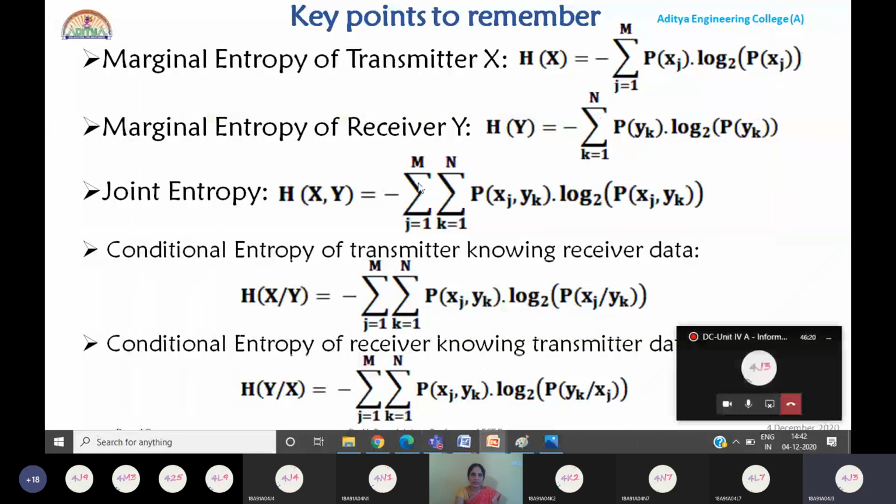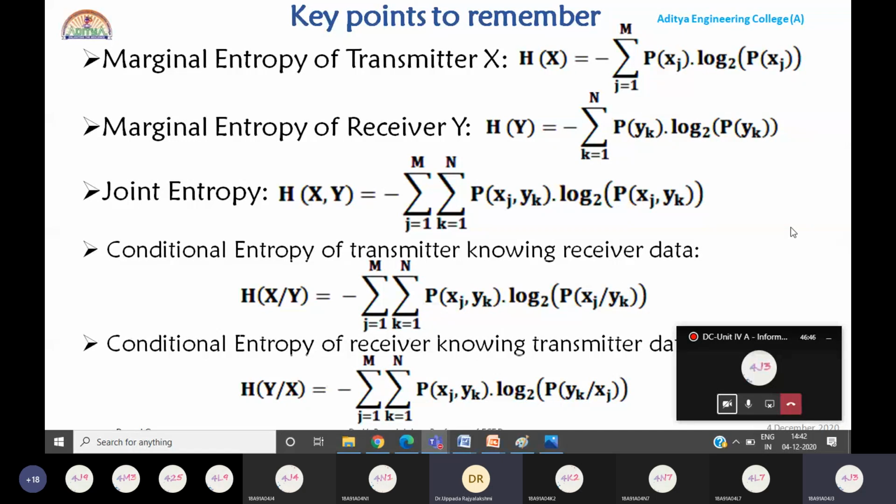Can you please tell me the expressions for all the types of entropies shown here? Yes, so read, ma'am. Marginal entropy of transmitter is h of x is equal to minus summation j equals to 1 to m p of xj log p of xj base 2.